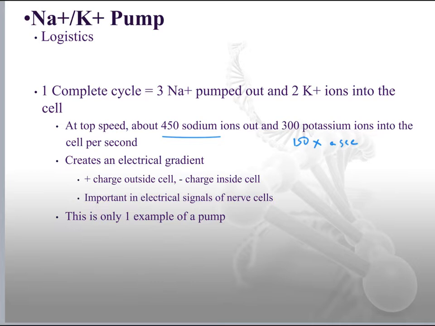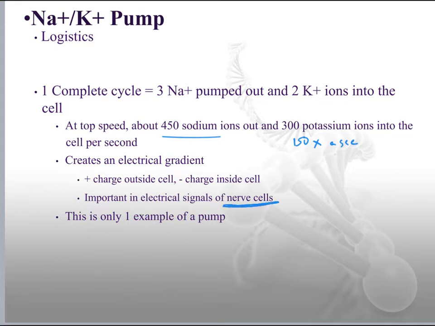As I said at the end of that other slide, it creates an electrical gradient. We build up positive charge outside of the cell, and it's not necessarily negative charge, but there's less positive charge inside the cell, so there is a difference in charge there. This is important in electrical signals of nerve cells.